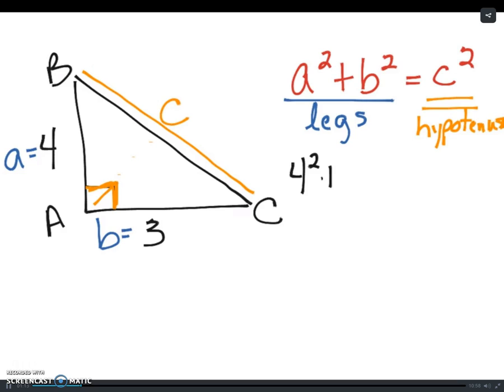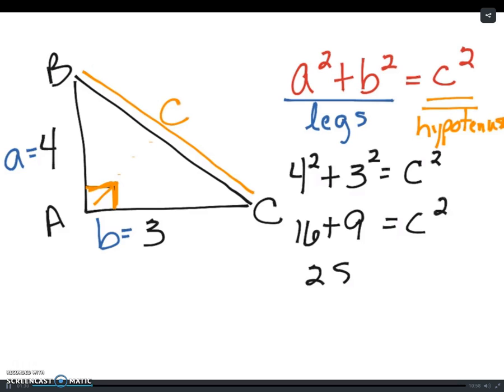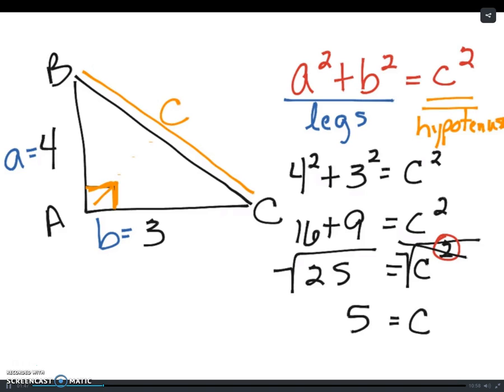So we'd have 4 squared plus 3 squared equals C squared, because C is the side that we are trying to find. Okay? And we would go ahead and solve this. So we have 4 squared is 16, and 3 squared is 9, and we would add those together to get 25. And then remember that to get rid of the squared on the C, we have to take the square root, because the squared and the square root will cancel each other out, and we will just be left with C. And then the square root of 25 is 5.